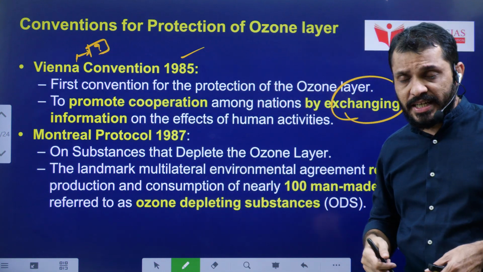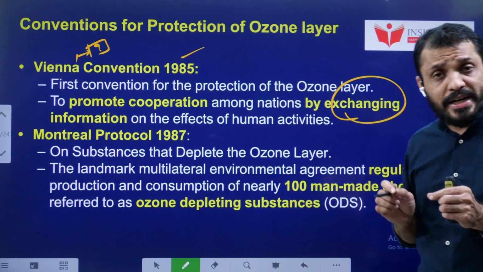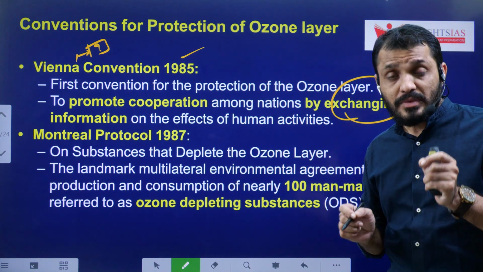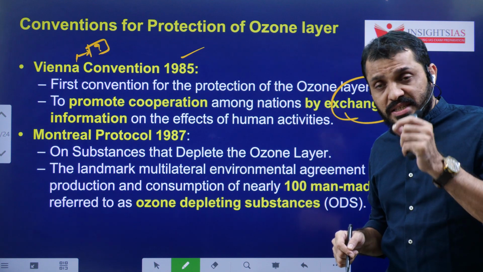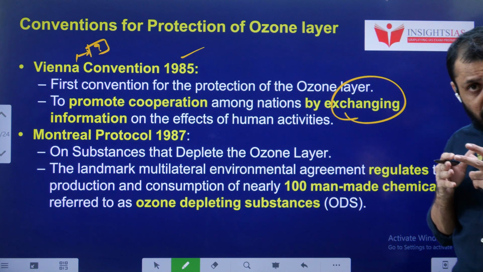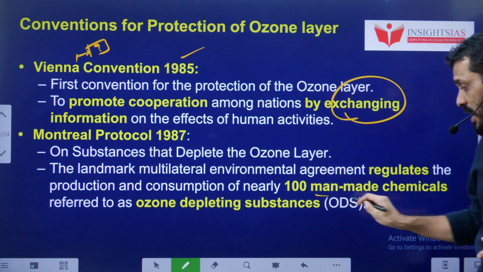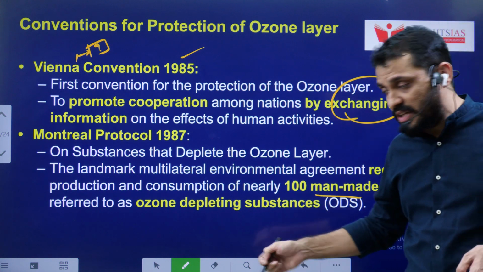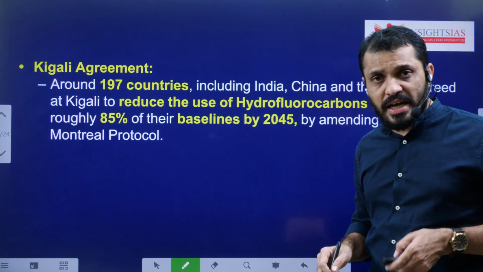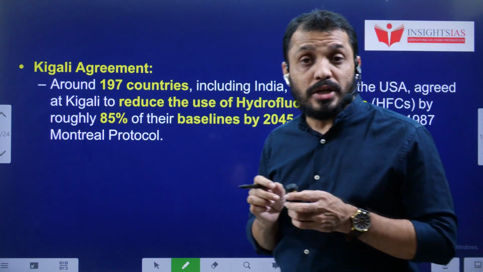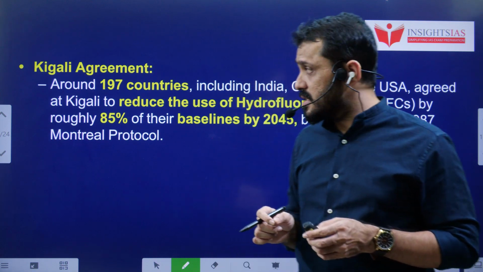Next, Montreal Protocol, 1987. It is related to identifying some substances which are leading to the ozone depletion. After we ratified this convention, at the global level, around 100 man-made chemicals were identified as ozone depleting substances. And all these various countries try to regulate these ozone depleting substances.